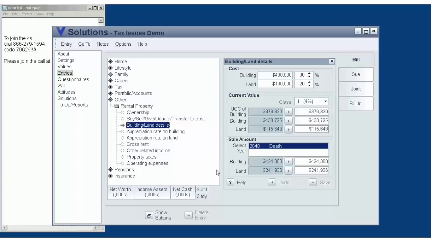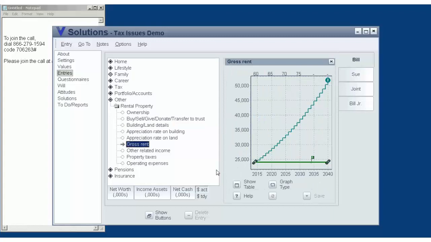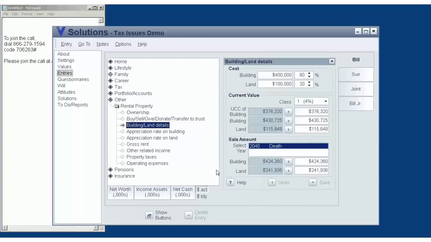So there's a tax value, if you will, and then there's an actual market value. So you have the ability to accurately portray those numbers. And then in addition, other entries include things like the gross rent, which I have in as $24,000 and so on. So those are all of the basic inputs. One other thing is the class of building, and it's the class that determines the rate at which the building is depreciated. And generally, 4%, which is what we default to, would be the standard.